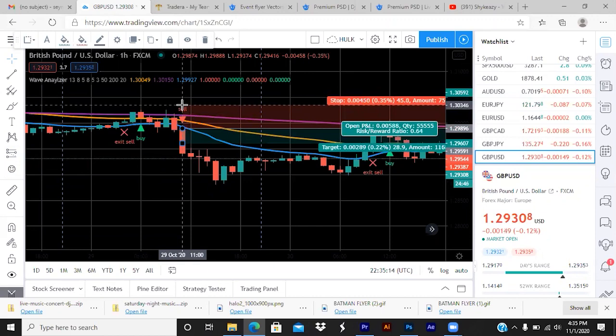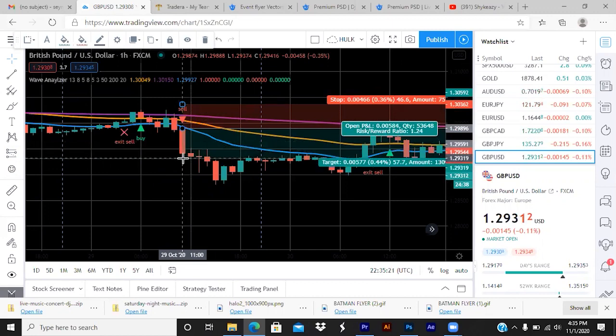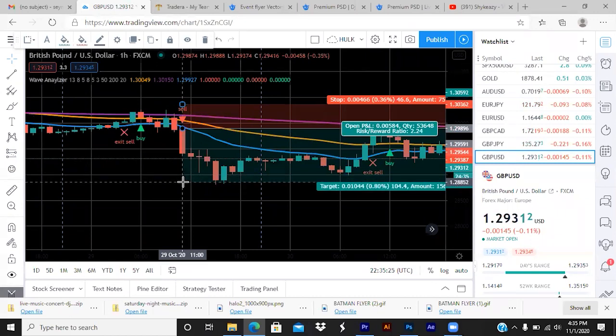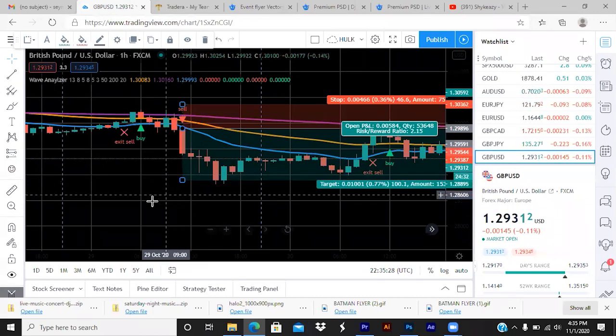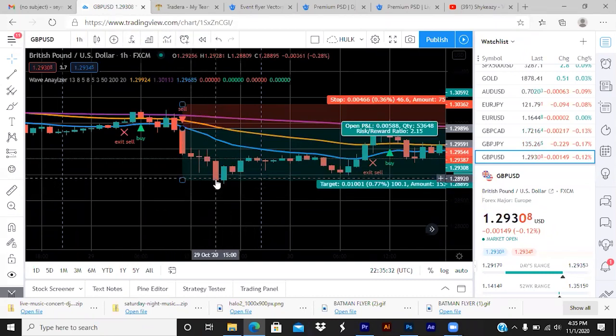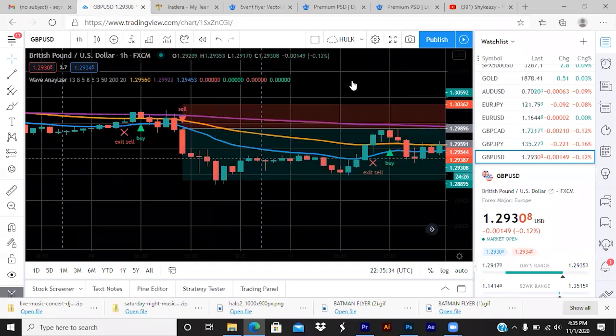Actually, 46. Bing. So I'm gonna target, I'm gonna come down to about, so I would have targeted 100. Obviously, it didn't. Wait, did it go 100? It did. It did go 100. It did smash 100 pips right here.